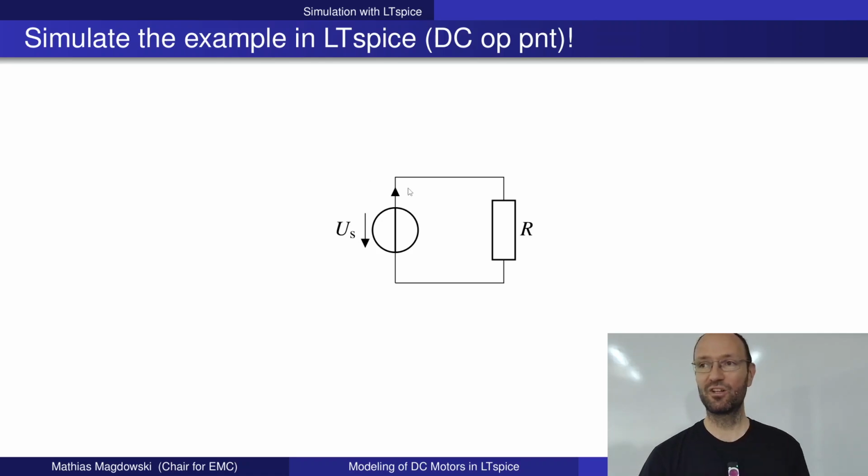My idea was to start with very simple examples, and then we will try to make them more complicated. I think the easiest thing that we can do is to have a source and a resistor, so just a voltage source and a resistor in a series circuit, or in this case also a parallel circuit. And then we will calculate a DC operating point. So just a very simple thing, where we have DC voltage, DC current, and so on.